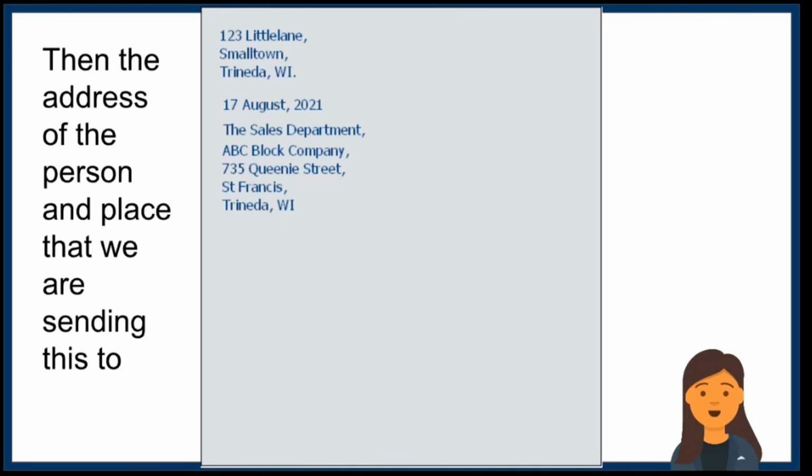In this case, it's the sales department, and you're trying to get this to the sales manager, right? Of company name and their address. That is the complete information of the addressee. So the department or the person that you're sending it to, the company name, their street address, that's the addressee, right?